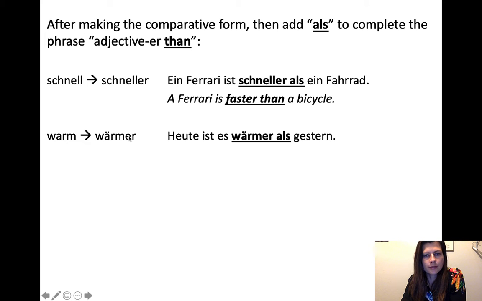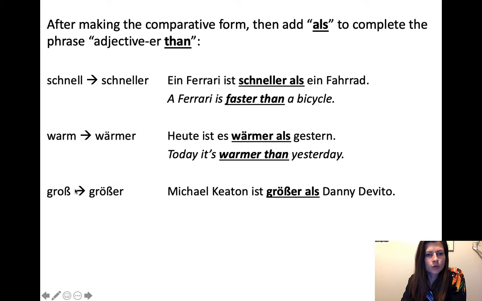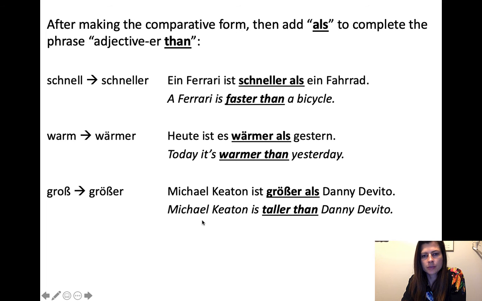Warm to wärmer. Heute ist es wärmer als gestern. Today it is warmer than yesterday. Als. Groß becomes größer. Michael Keaton ist größer als Danny DeVito. So we've got our comparative form plus als, which means Michael Keaton is taller than Danny DeVito.